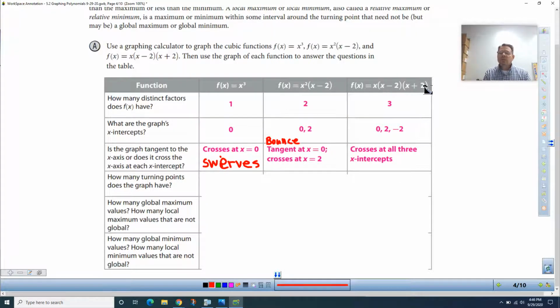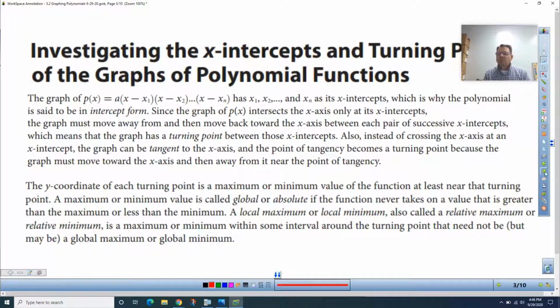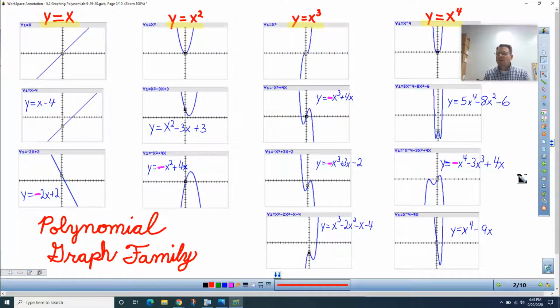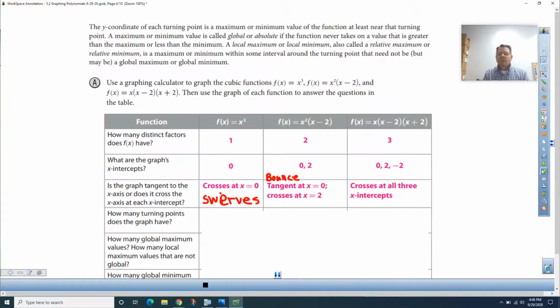And then for all of these, go back to the idea that I showed you on the previous page. When we look at these graphs, it's either going to go straight through, bounce, or swerve. Those are our choices. And depending on what kind of exponent we have, that's how we know what's going to happen. So these are all to the first power, so they're going to go straight through. That one's going to bounce, and this one swerves. And so you see where these words are coming from.